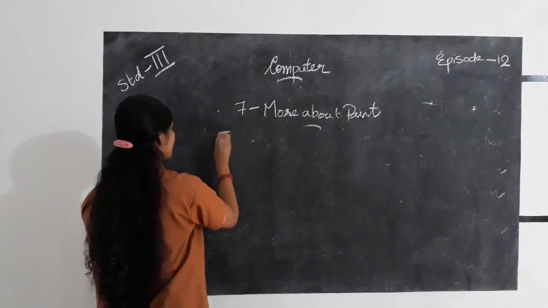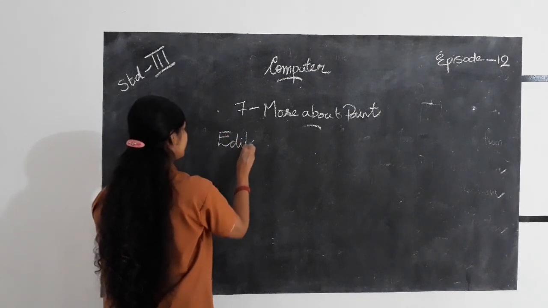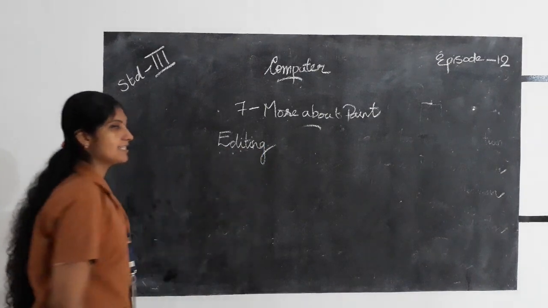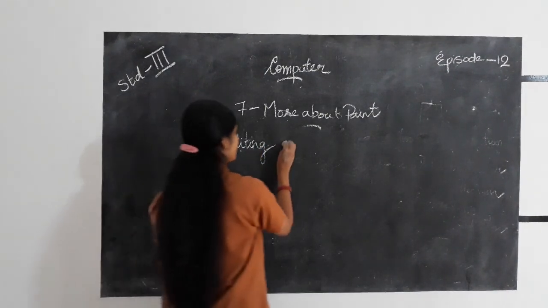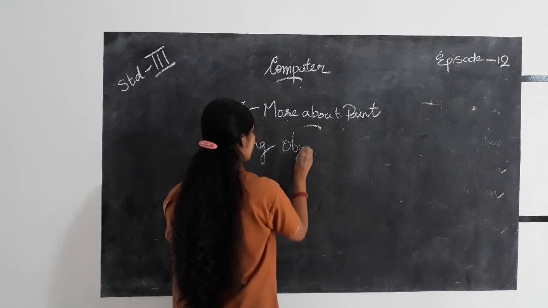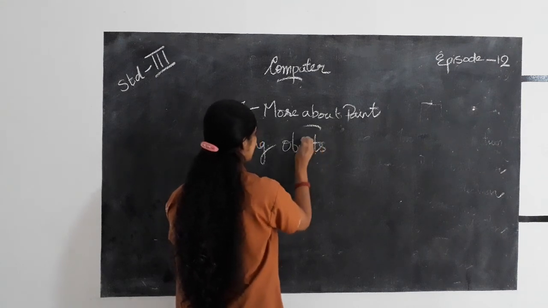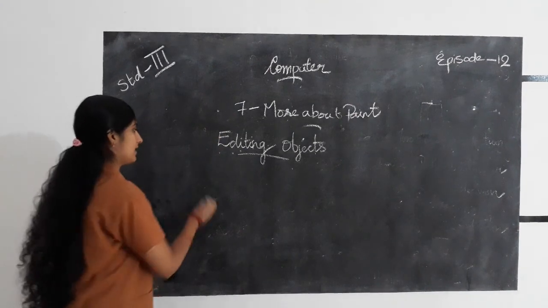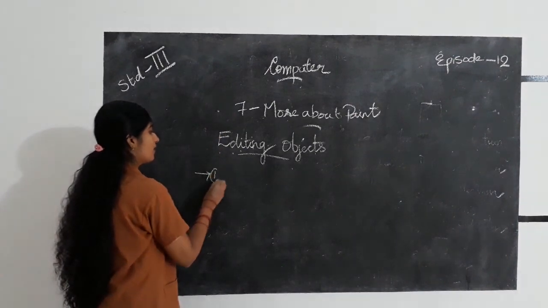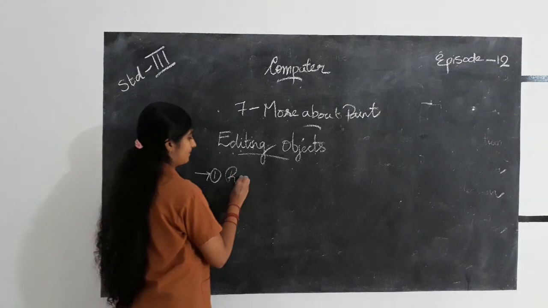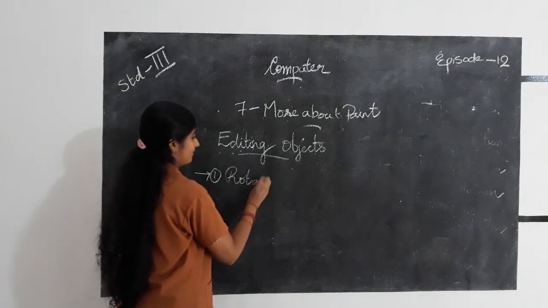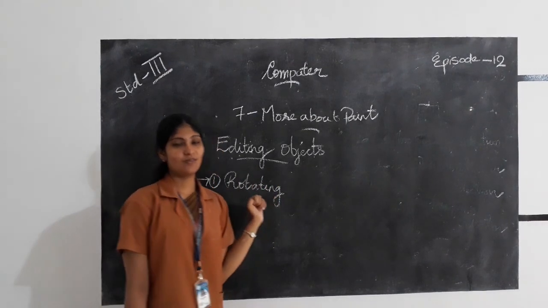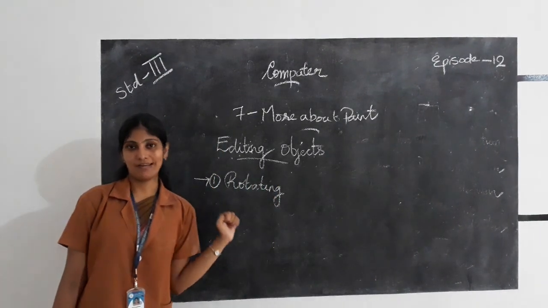Editing objects. So first one is rotating. First option is rotating. So next part is editing objects. We can edit the picture or the object.